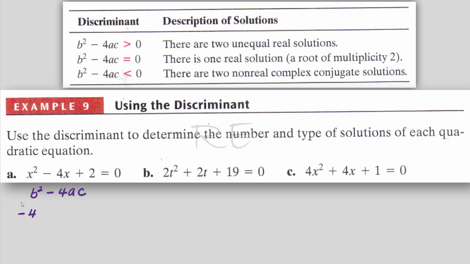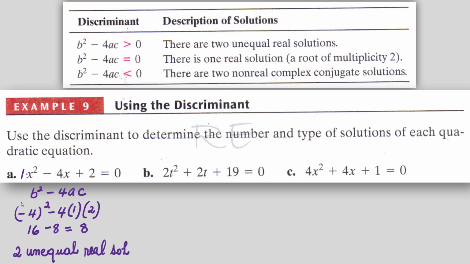b squared minus 4ac will be (-4) squared minus 4 times 1 times 2. 16 minus 8 is 8. b squared minus 4ac is greater than 0. We have two unequal real solutions.